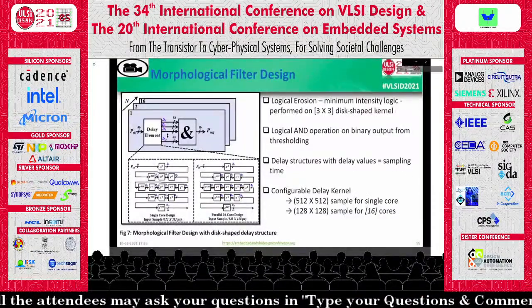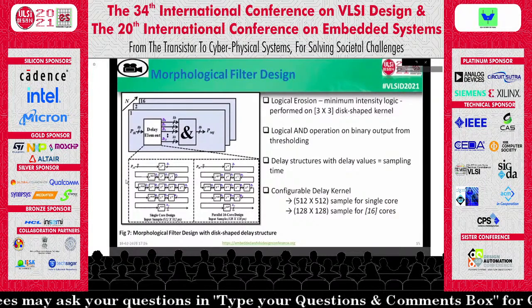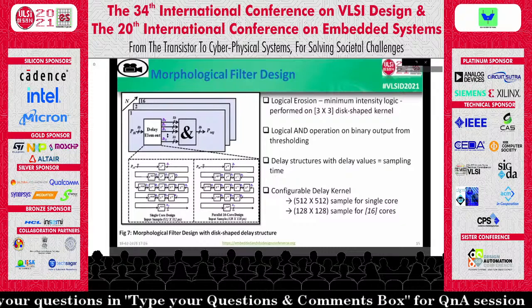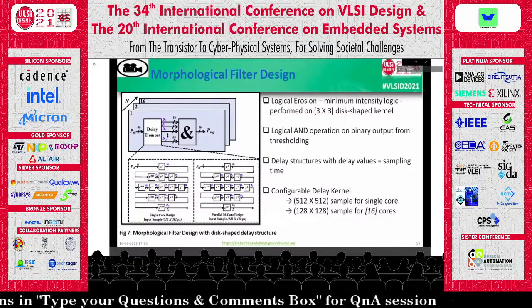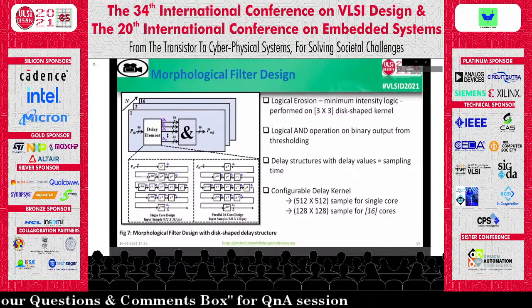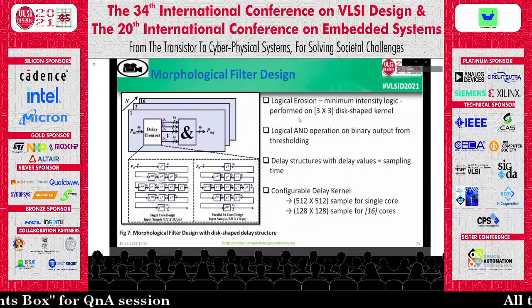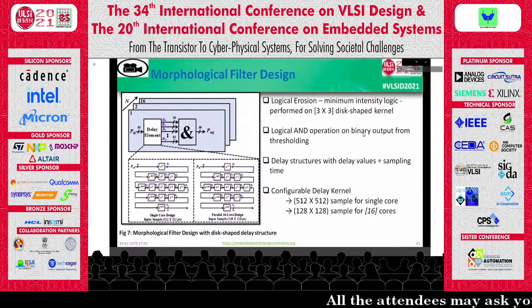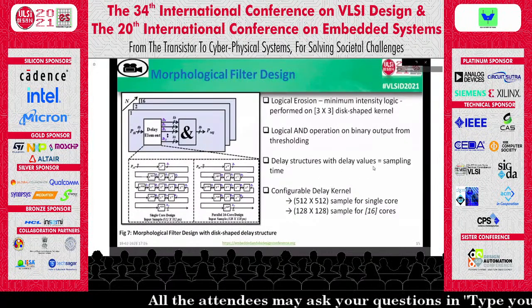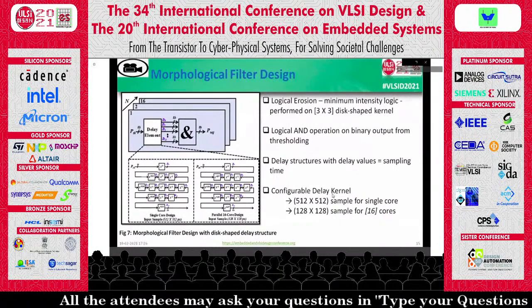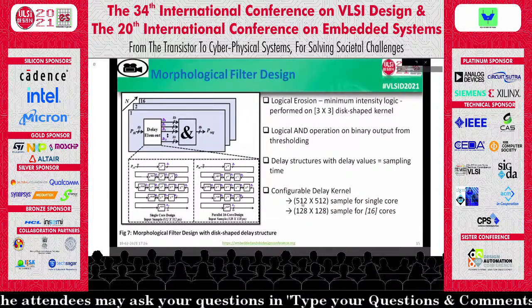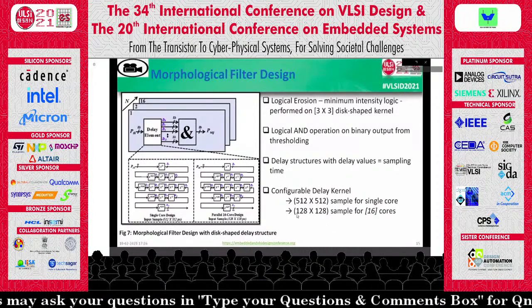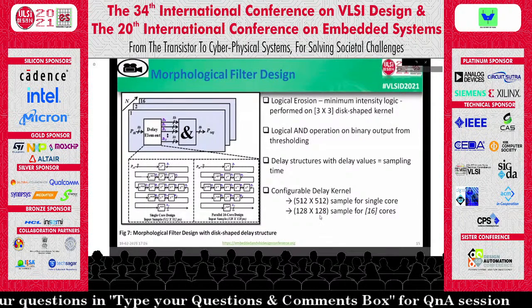Then this diagram shows the morphological filter design. In this, logical erosion is done with minimum intensity logic performed on a 3x3 disk-shaped kernel. A logical AND operation is performed on the binary output from thresholding, and a delay structure is used with delay values equivalent to the sampling time. And the configurable delay kernel here again we have used as 512 by 512 samples for a single core and 128 by 128 samples for 16 cores.